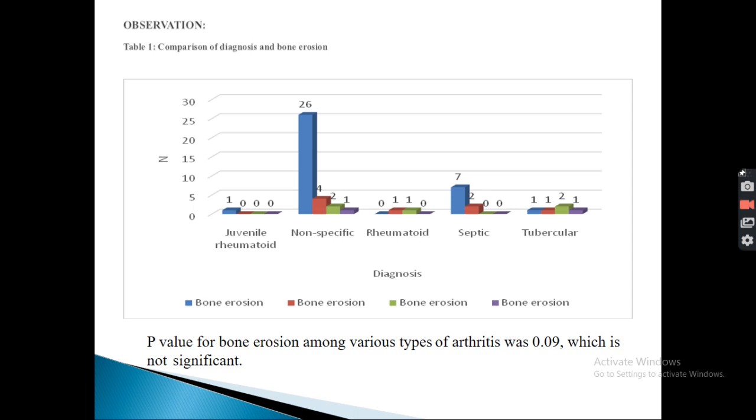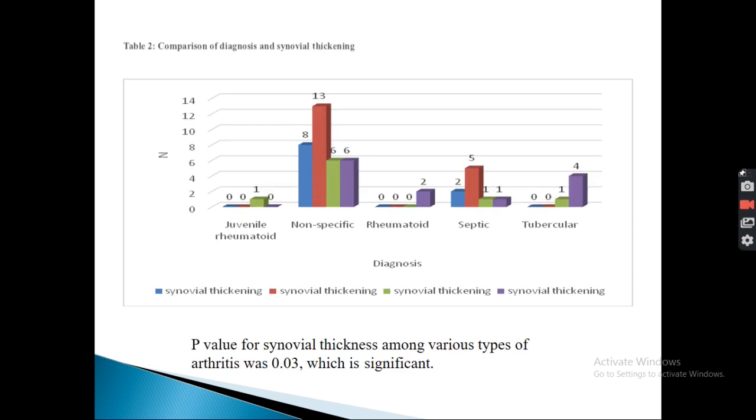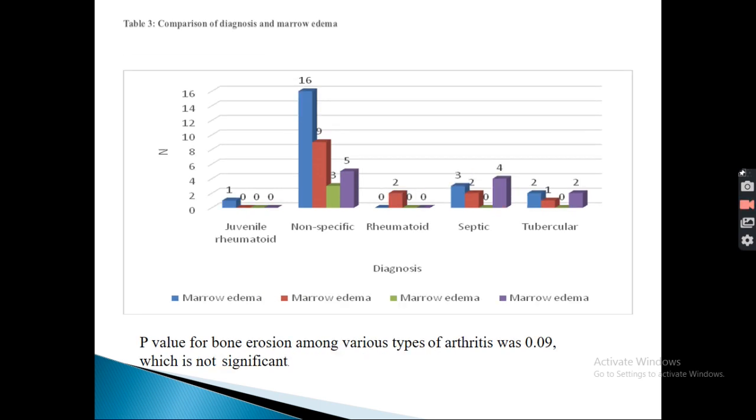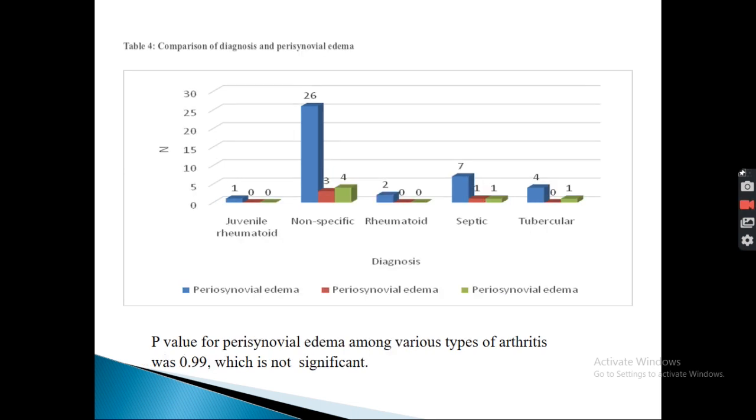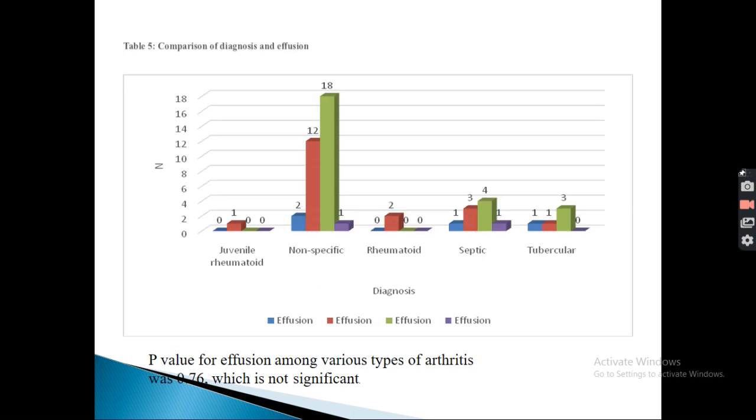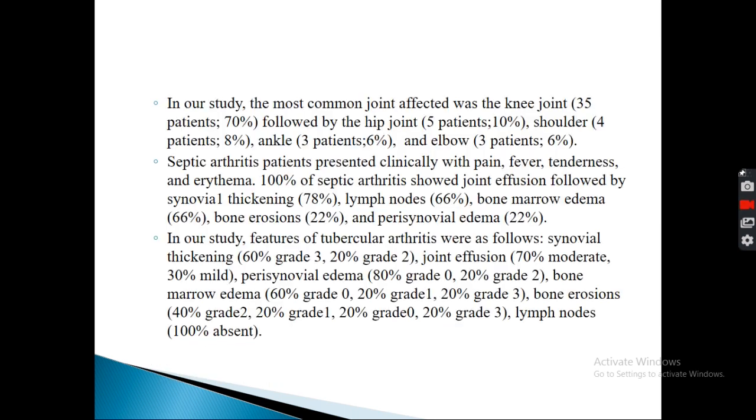P-value of bone erosion among various types of monoarthritis was 0.09, which is not significant in our study. P-value of synovial thickness among various types of arthritis was 0.03, which is significant. P-value for bone erosions among various types of arthritis was 0.09, which is non-significant. P-value of perisynovial edema was 0.99, which is not significant. P-value for effusion was 0.76, which was also not significant.